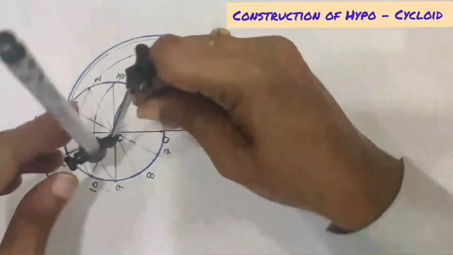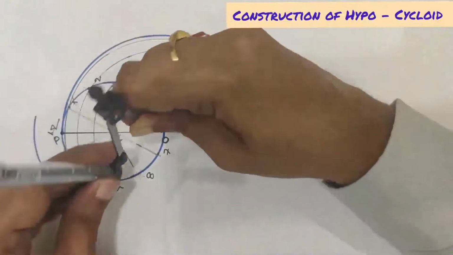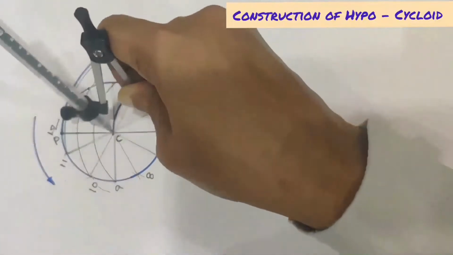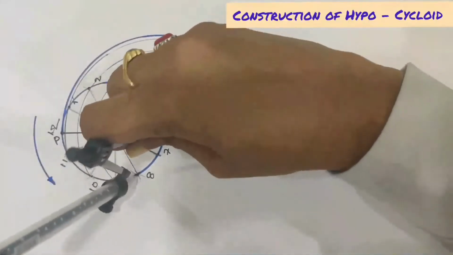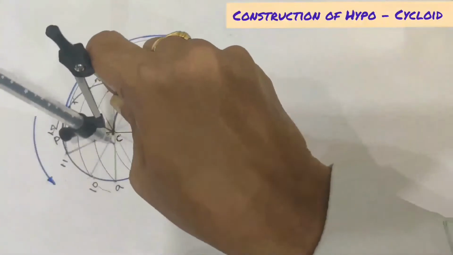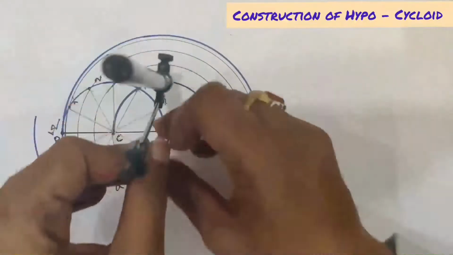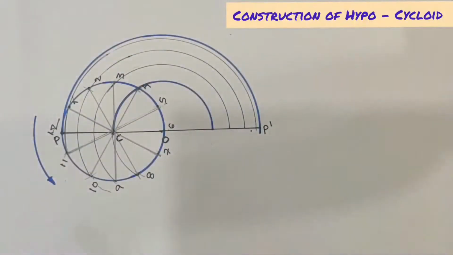Next, O8 and O4 as radius. It is passing through the locus of path arc. Then O7 and O5 as radius. Draw an arc.